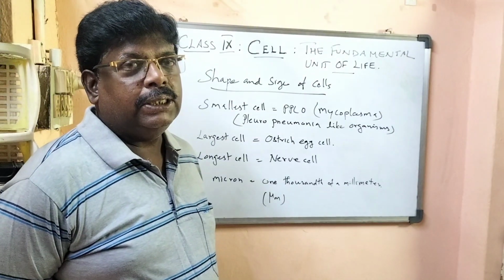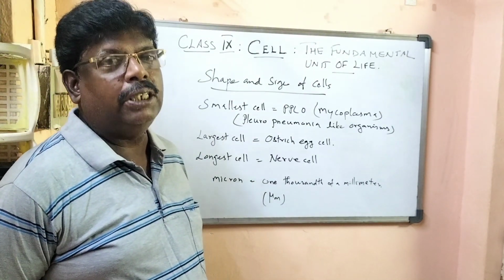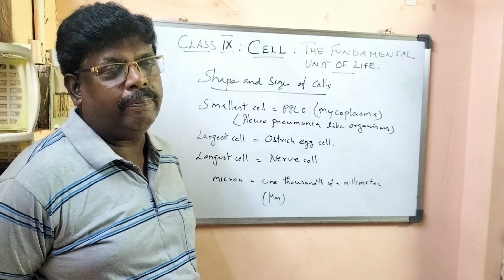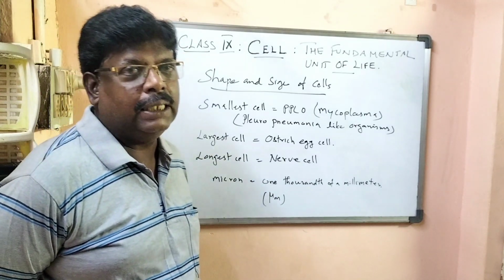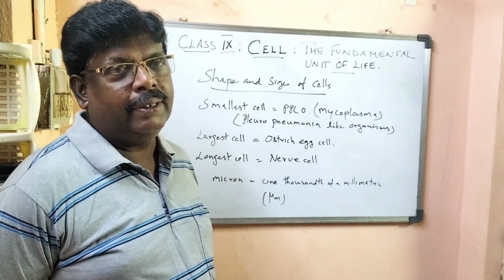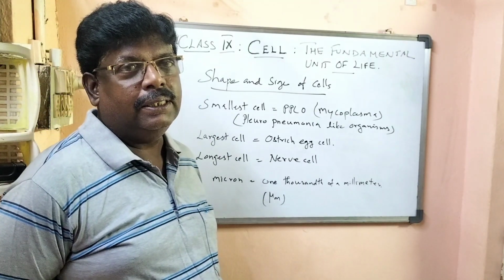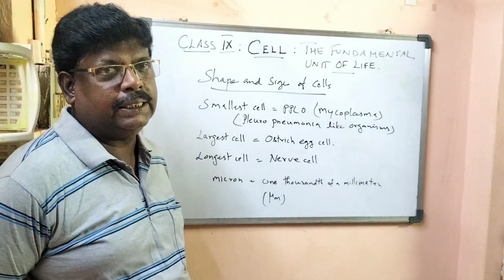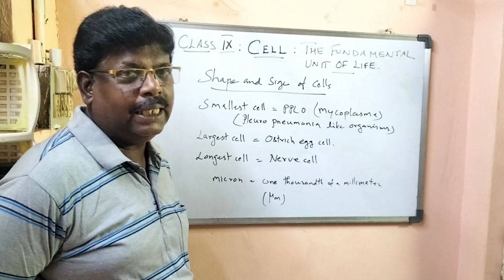So, shape and size of the cells. You all know amoeba. Amoeba has an irregular shape. It can change its shape as it likes. Even in our body, the white blood cells don't have a proper shape. So actually, the shape and size are due to specific functions of cells. Here, let us see some of the specialized cells.